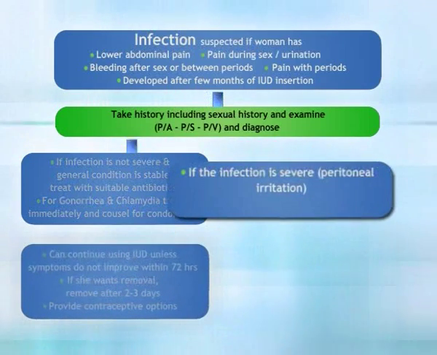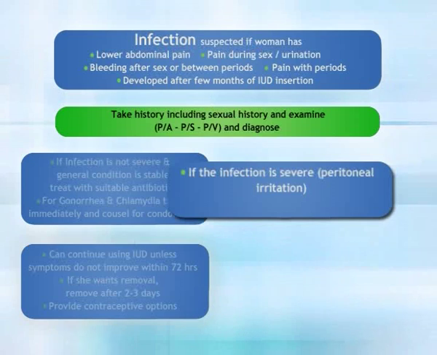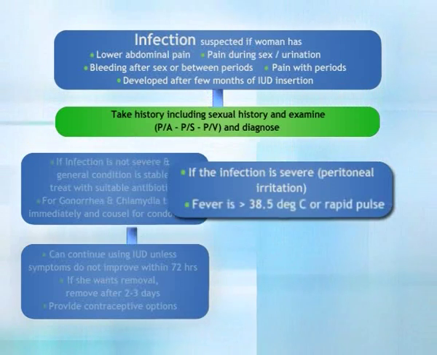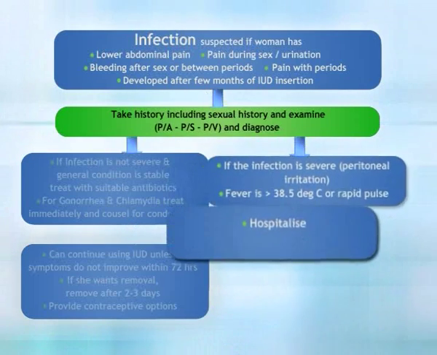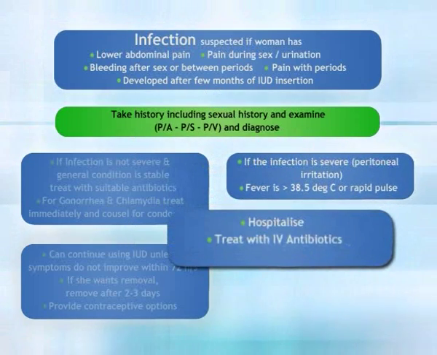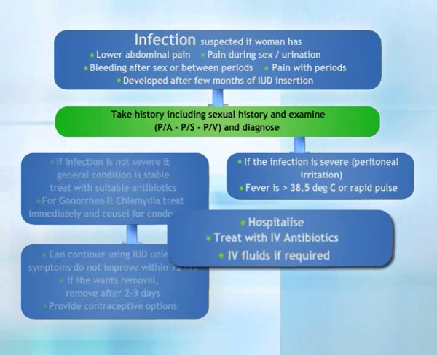If the infection is severe, characterized by signs of peritoneal irritation, a fever over 38.5 degrees Celsius, or a rapid pulse, hospitalize the client to treat with IV antibiotics and IV fluids if required.